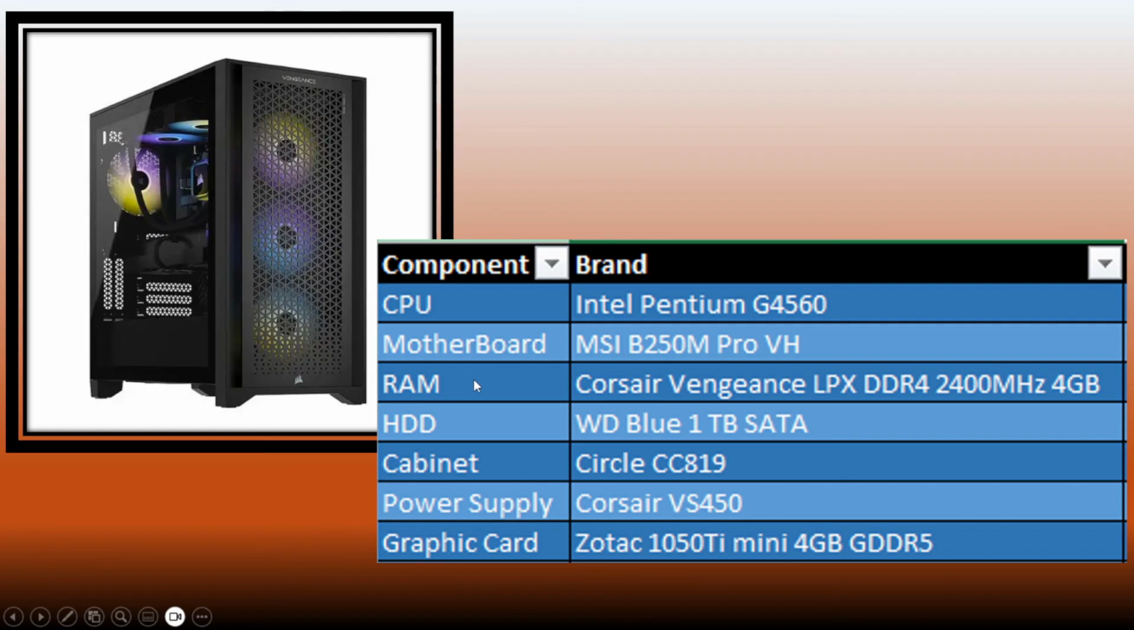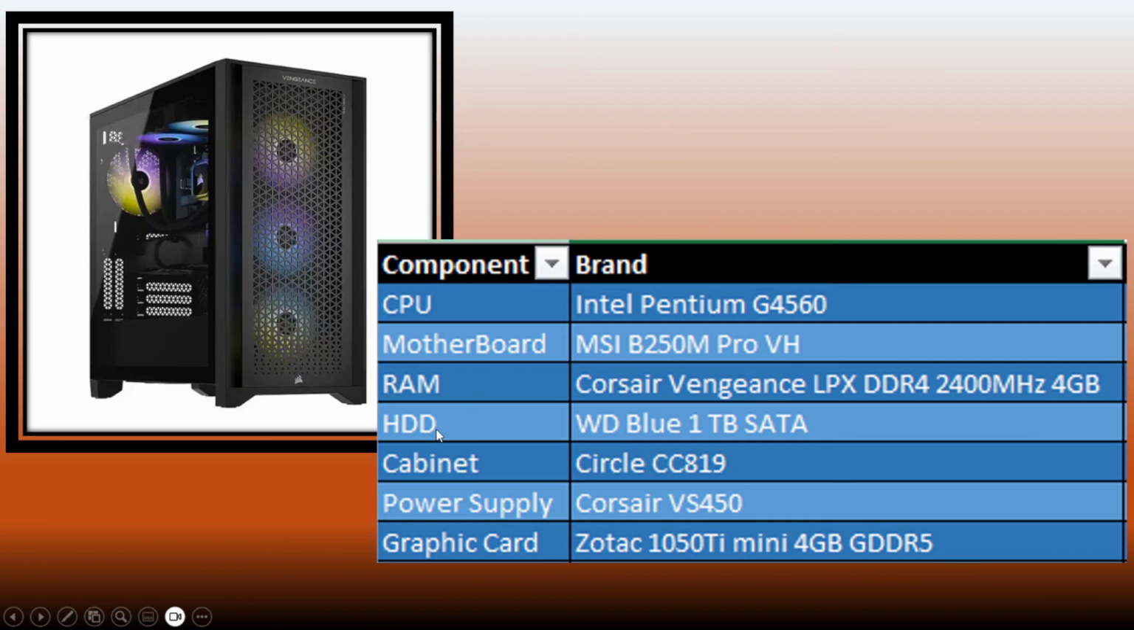Have a look at the RAM. It's not just 4 gigs of RAM that's operating with DDR at a speed of 2400 megahertz. It's also a Corsair Vengeance brand, right? So the brand here is Corsair. The model is your Vengeance LPX, and then your speed. So a lot of information there just in the RAM.